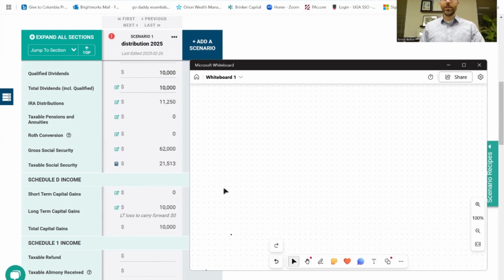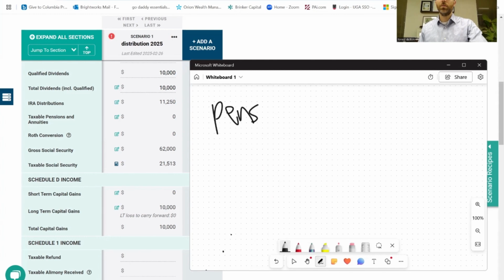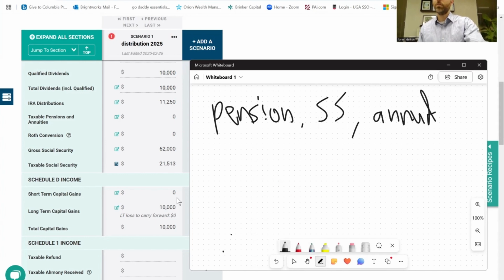One is going to be trying to be as proactive as you can in terms of where you allocate your withholding. So for example, let's say that you have, I'm just going to write a couple sources here on the whiteboard. Let's say that you have a pension, Social Security, maybe even an annuity. Let's just throw that in there. And you have an IRA.